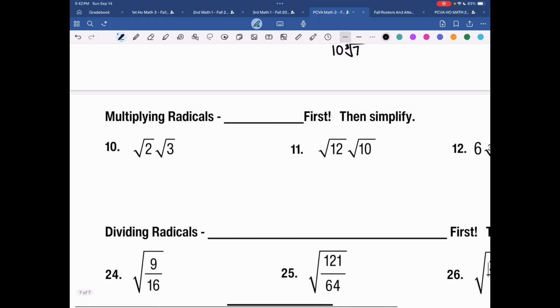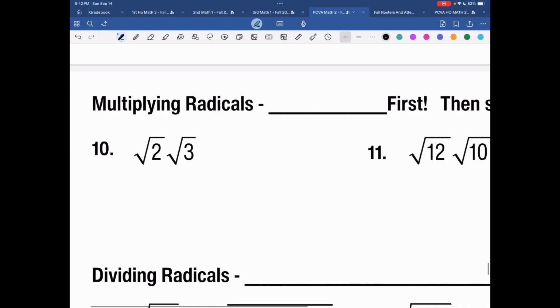All right, so let's talk about a little bit of multiplying radicals. So when you multiply the radicals, you multiply the radicand first. So what do we mean by the radicand? Remember, the radicand is the number on the inside, and then we simplify. So when I'm looking at these problems, we're going to multiply the 2 and the 3 together.